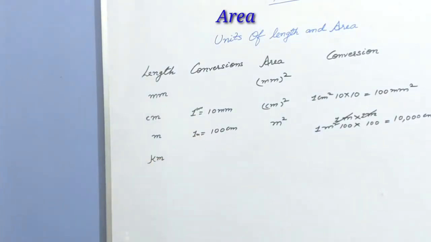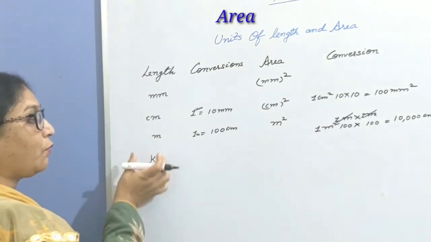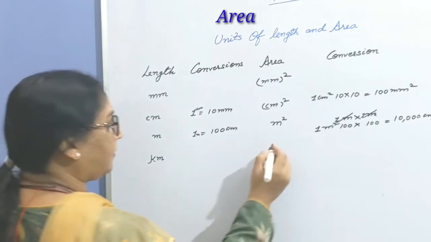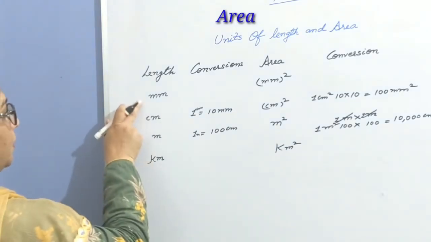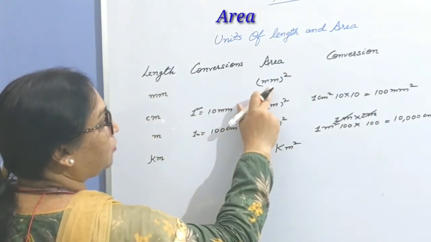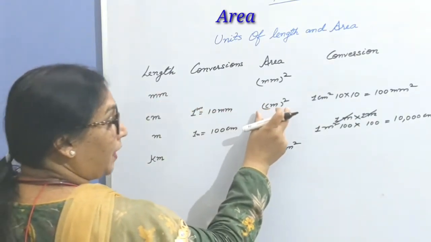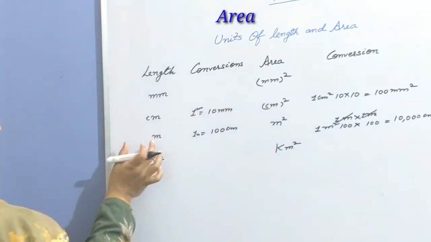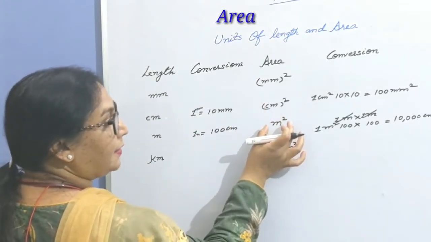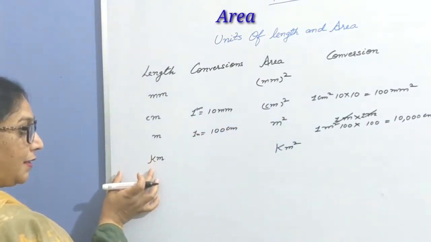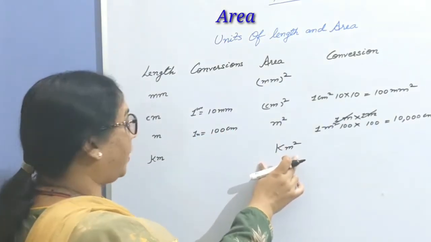Now let's move to the next conversion. If the length of each side of a figure is in kilometer, what is the corresponding unit of area? Kilometer square. Any doubt? When it is millimeter, the corresponding unit of area is millimeter square. When the length of each side is in centimeter, it is centimeter square. When in meter, it is meter square. When in kilometer, it is kilometer square.